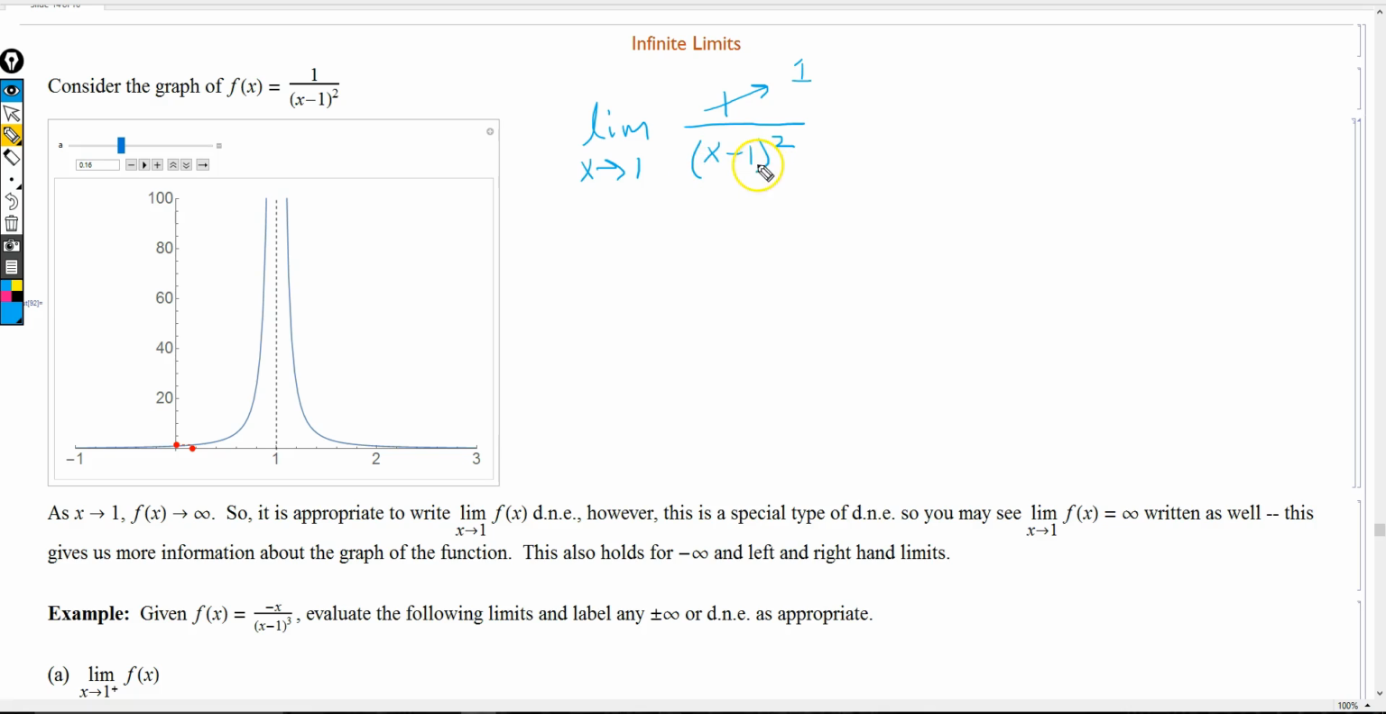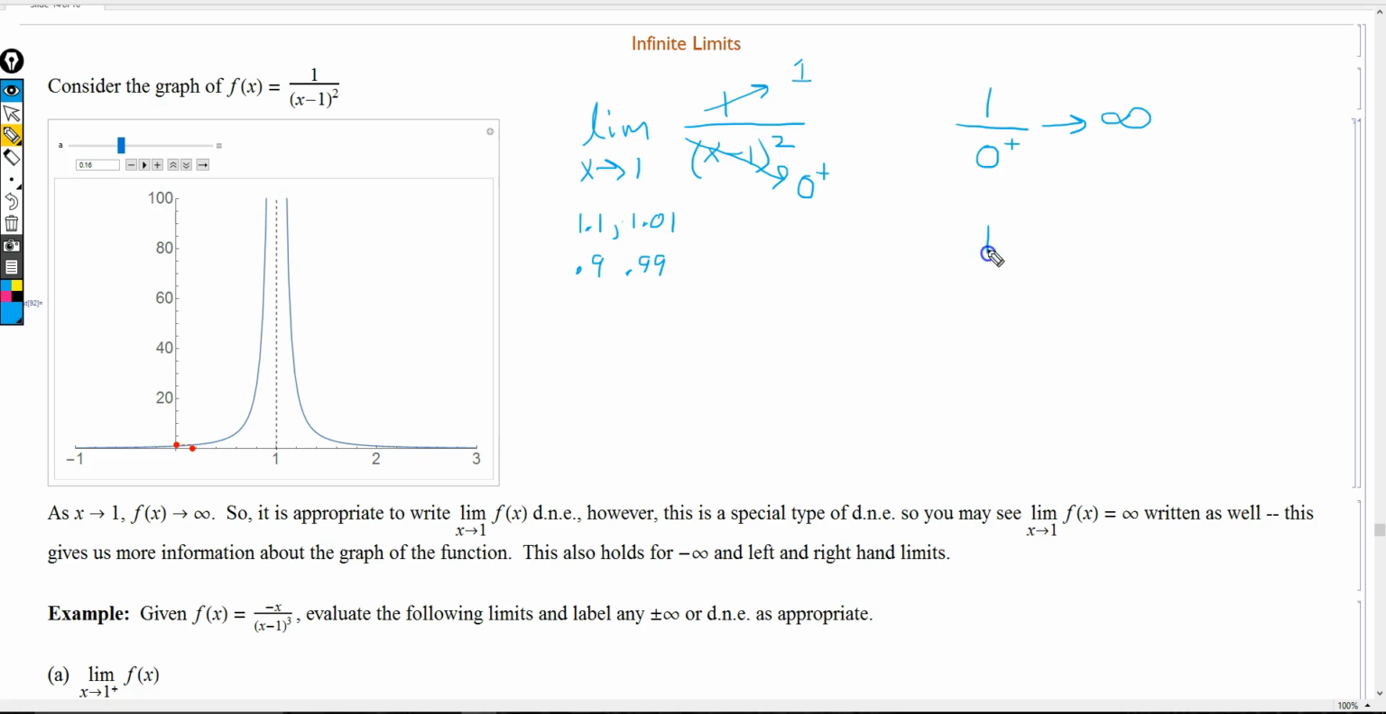Now, what is the denominator doing? Well, as x gets closer to 1, it's taking on values like 1.1 or 1.01 from the right, or from the left 0.9, 0.99. And if I put those numbers in for x and then square them, that's going to give me a very small positive number. Because of the 2 here, because I'm squaring it, I'm going to get a small positive number. So this is approaching 0 from the right. So this function is behaving like 1 divided by a very small positive number. Now 1 over a small positive number is going to be a really large number. That's going to infinity, right?